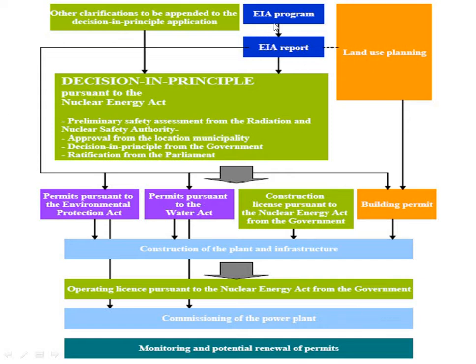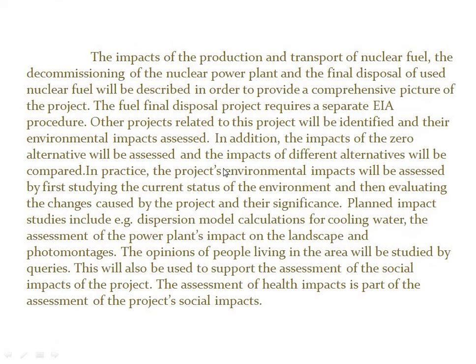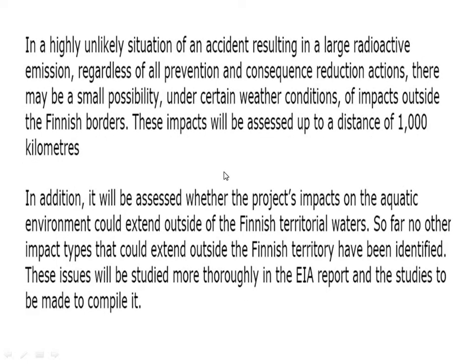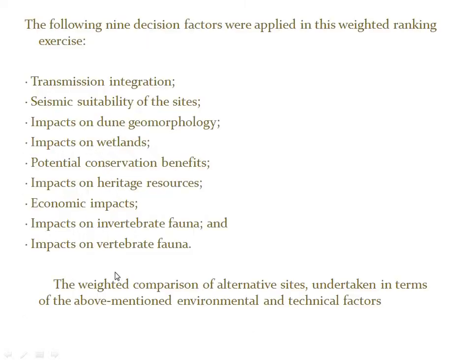So then, this is the program, this is the report: land use planning, what is the building permit, what are the permits to pursue under the Water Act, because it involves many things. It's water, it's air, because you're evaporating, you're having solid waste, so everything is taken into account. Impact assessment, limitation assessment, transboundary environmental impacts. It is outside one's boundary, what type of impacts can happen. Assessment of projects, what are the other alternatives? Whether we assess the alternatives or not. Then the following 9 decision factors are applied for rating and ranking. See how the details are taken, the different parameters they take.